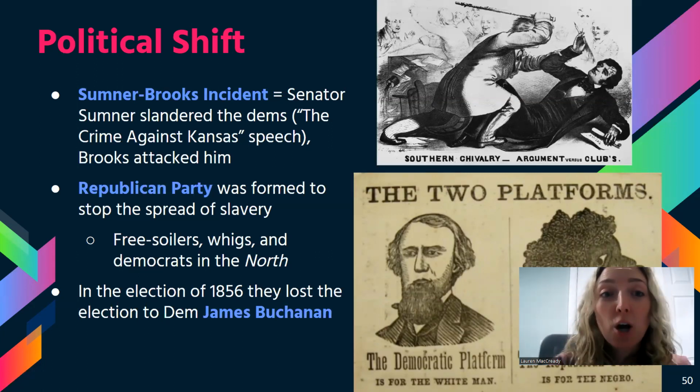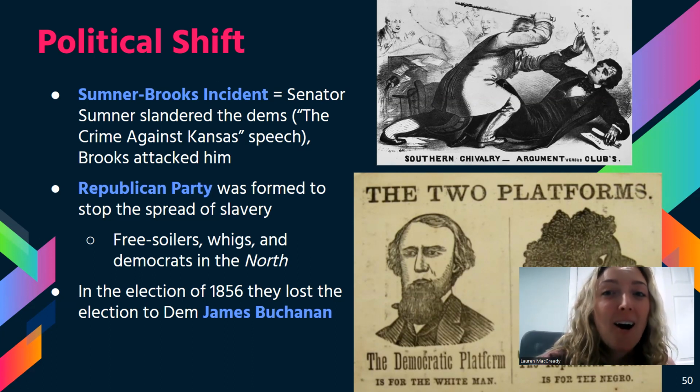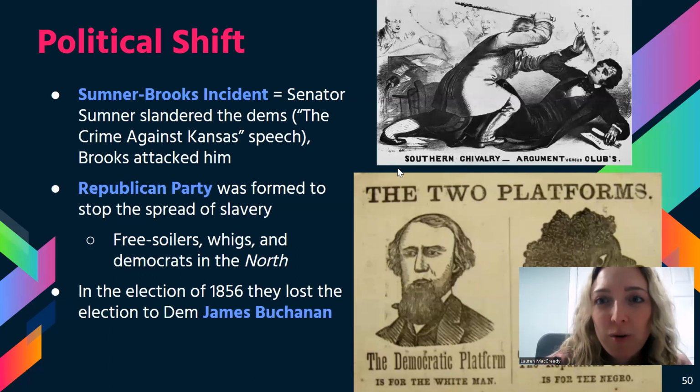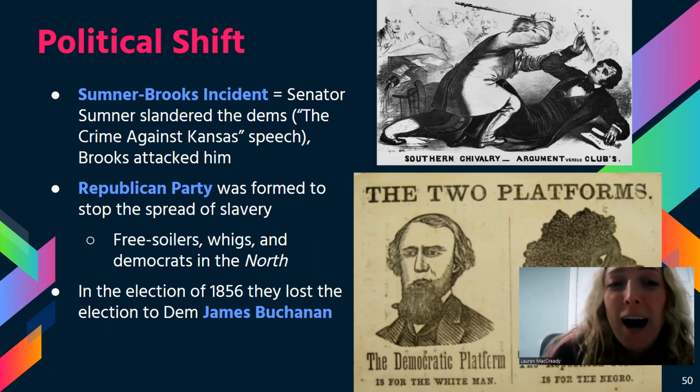And literally in the middle of his argument, this old man, Senator Brooks, starts running up and attacking him, beating him with his own cane. So there's a brawl on the congressional floor, which is insane. If that happened today, that'd be wild. So you get this political cartoon up here at the top, the Southern chivalry argument. Southern chivalry, again, is a jab, a joke. There's nothing chivalrous about punching someone else in the face. But you can understand how that's being used as propaganda against the Southerners: oh my God, look, they're barbaric in Kansas and now they're barbaric in Congress.